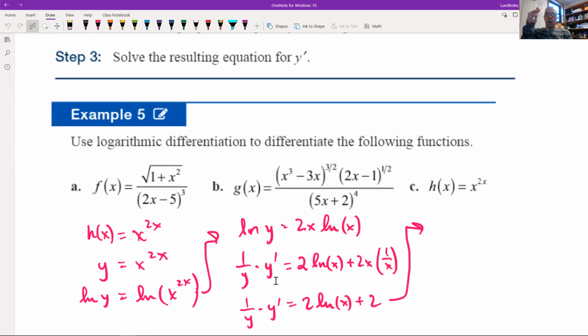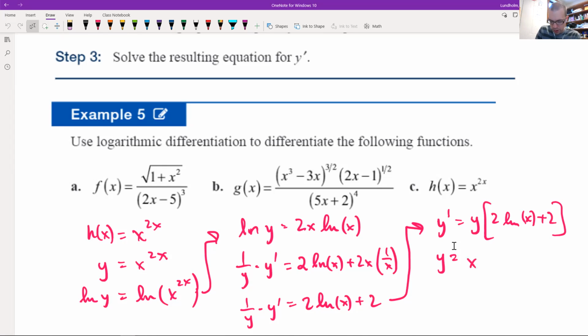And then solving for y prime means that we've got y prime equals y times the whole mess that we had on the right-hand side. And that's fine for implicit differentiation, but remember, we can actually make this a little bit nicer, because initially we defined y to be x times 2 to the x. So if you were hoping to have a function completely in terms of x, it's possible.